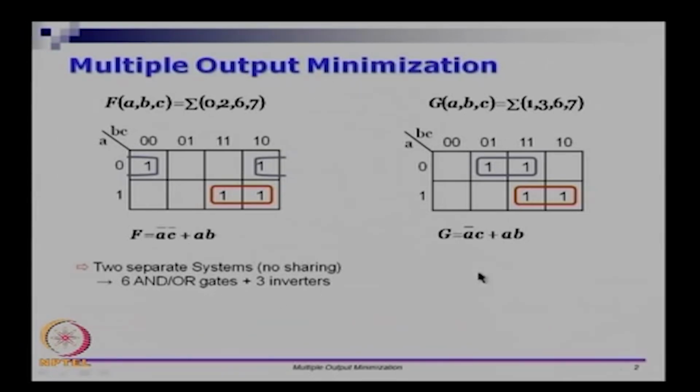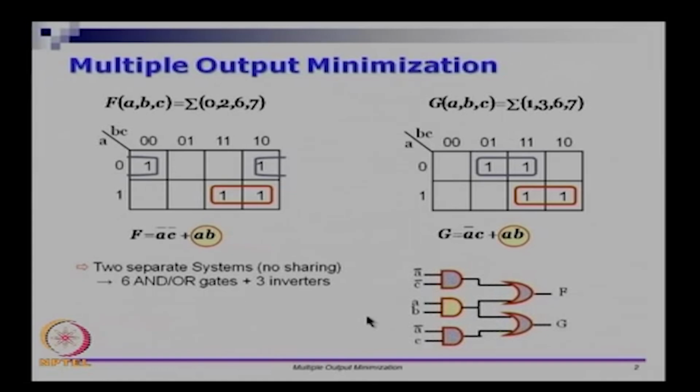But from the expression you can see that AB is actually common to both F and G. It is probably apparent because even in the min terms we have 6 and 7 which are common to F and G. The 6 and 7 in turn resulted in one term called AB, which is common to both. If we allow for sharing, then we can do something better. If we notice that AB is being shared, this is a circuit which allows for sharing.